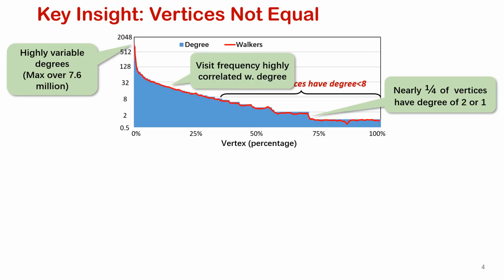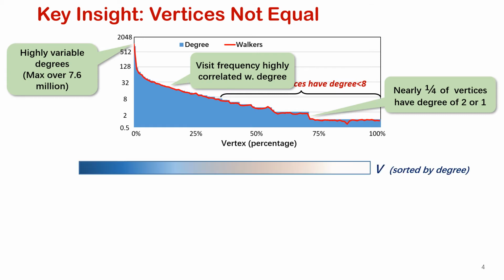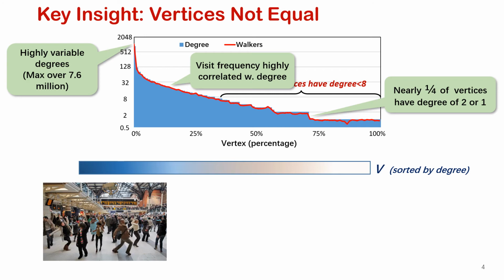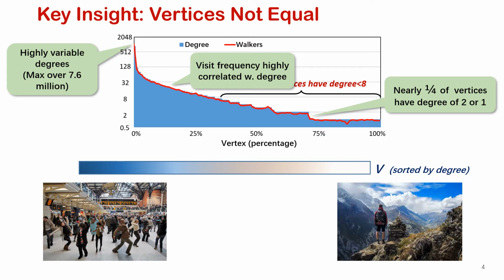In graph random walk, the frequency of a vertex being visited is highly correlated with its degree, as shown by the red curve. This means that on the spectrum of vertices by degree, we have extremely popular and crowded places on the left, like a traffic hub in Manhattan. On the right, we have the silent majority, places like the Himalayas, where a spot is visited once in a long while. Our new system, FlashMob, is motivated by such disparity.